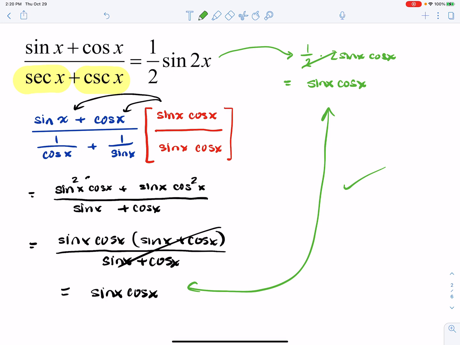And again, left side looks horrid, right side looks nice and simplified, and we could definitely analyze the right-hand side better than the left. So this is why we prove identities.